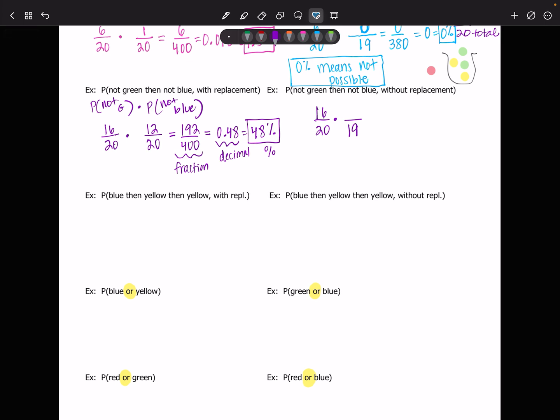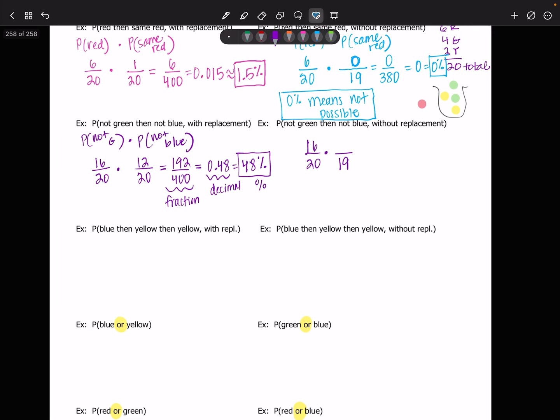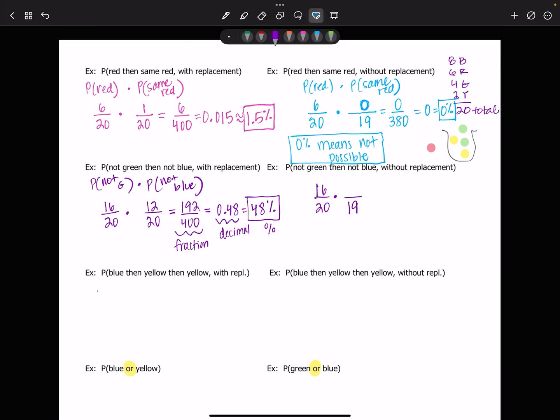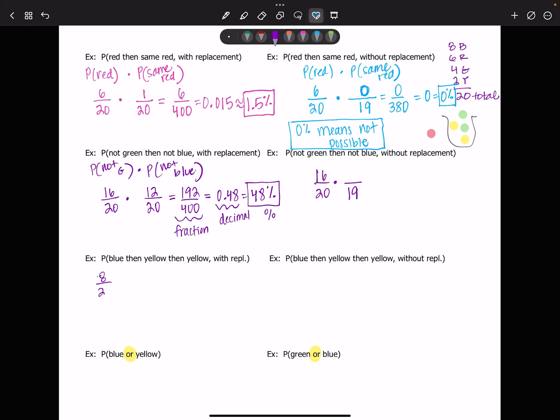Blue, then yellow with replacement. Let's see, blue. How many blues are there? 8 out of 20. And then yellow, 2 out of 20. And then yellow again, 2 out of 20. And I multiplied that all the way across, and I got 0.4%.